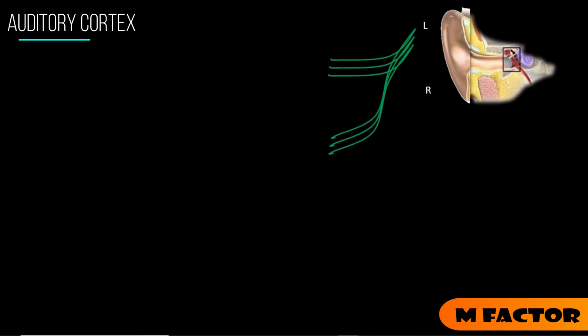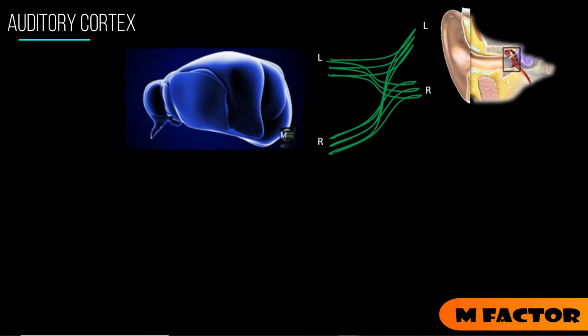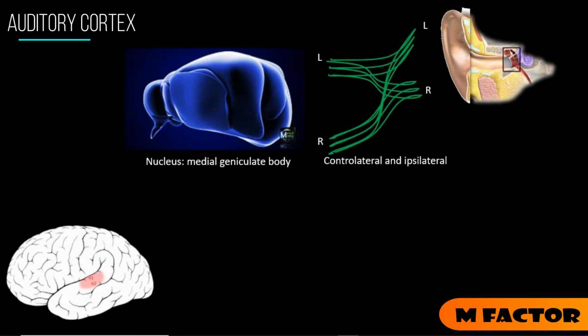Information from the ear, mainly from the organ of Corti, is transferred to the contralaterally located medial geniculate body of the thalamus after decussation. The decussation is actually incomplete. From the medial geniculate body, the information is transferred to the auditory cortex.